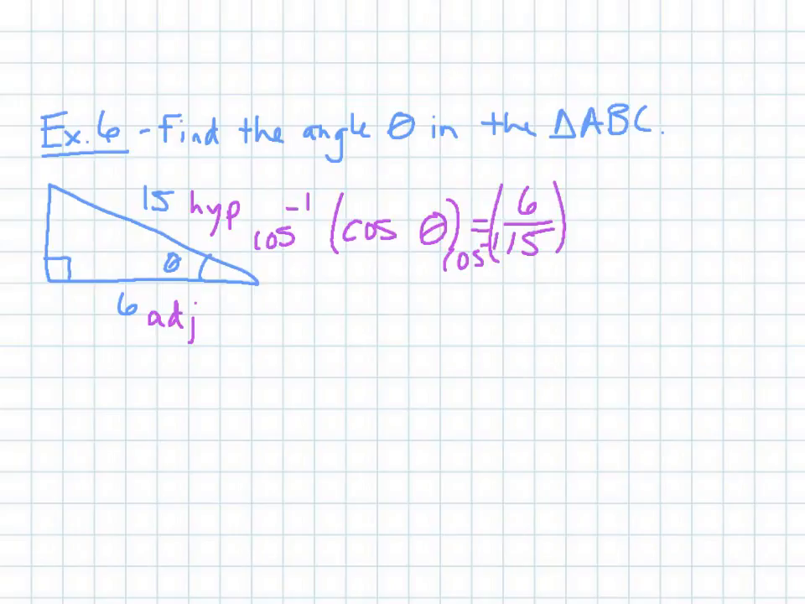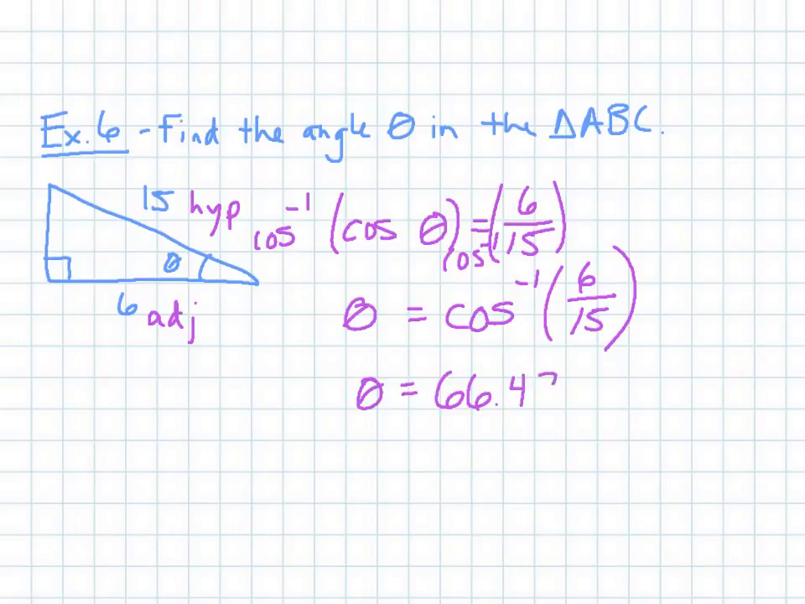Doing that, the inverse cosine of cosine is just theta. And so then you're left with inverse cosine of 6/15. You could reduce that to 2/5 if you'd like, and just put in 0.4, but you can leave it as the same thing. So hit the second button and the cosine button to get your inverse cosine, then plug in 6 divided by 15 with your parentheses, press enter, and you'll get the angle measurement of 66.42 degrees. Okay? Have fun.